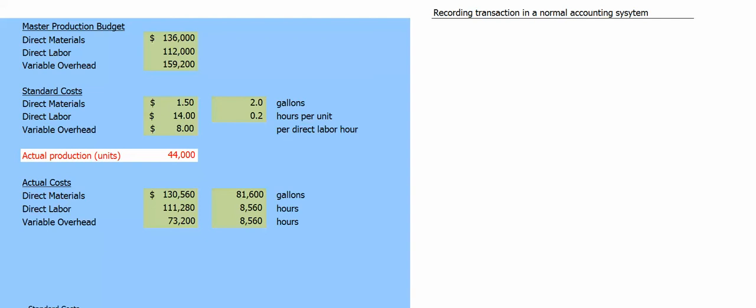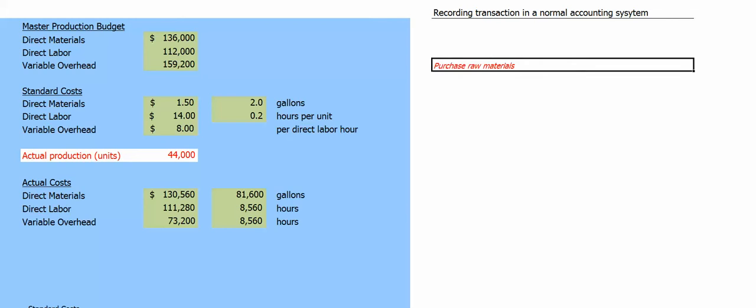We're going to take a look at recording costs in a standard costing system. But first, we're going to look at how we would record costs using a normal accounting system, or normal costing system. We've got information regarding our standard costs and our actual costs and our actual level of production. In a normal accounting system, we record costs at their actual or historical amounts.